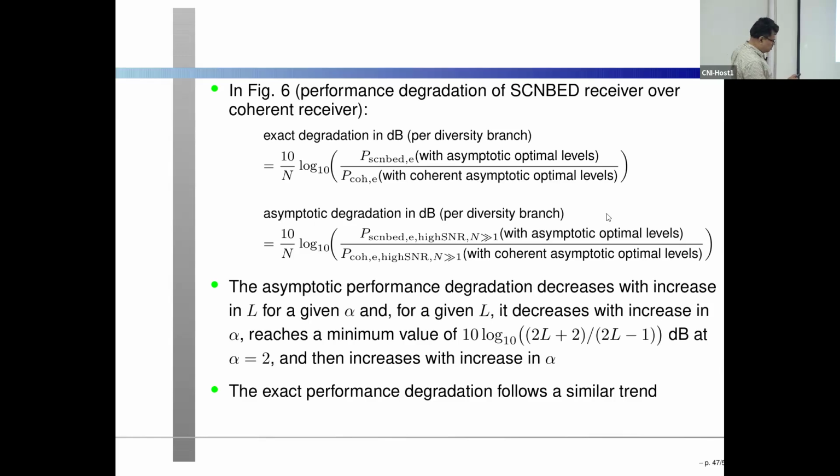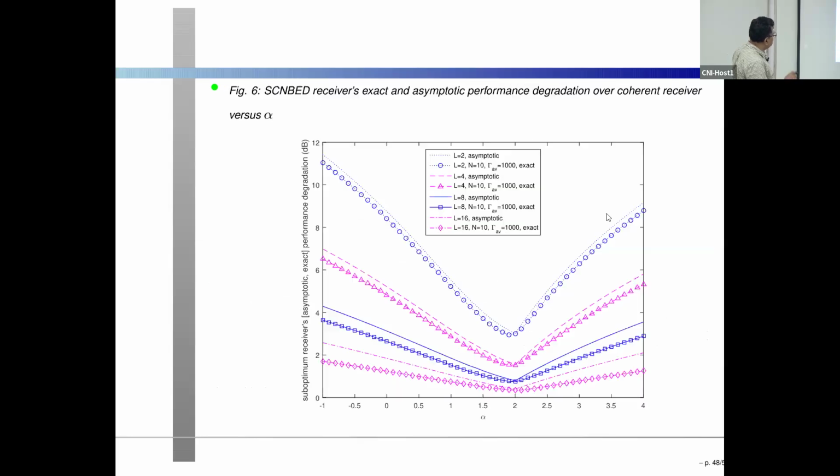Let's see now, the exact performance degradation follows a similar trend. This is basically a plot of degradation versus alpha, degradation relative to the coherent receiver. So you can see that the degradation is minimum at around 2. It's not exactly at 2, but it's around 2, the actual degradation. Asymptotic degradation minimizes at 2, not the exact degradation.